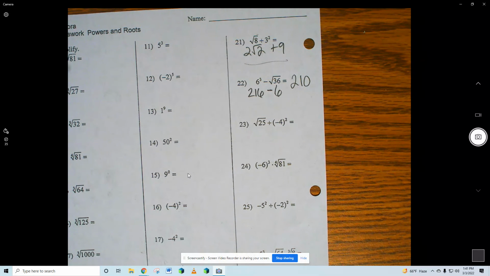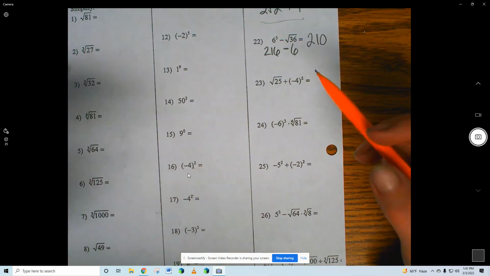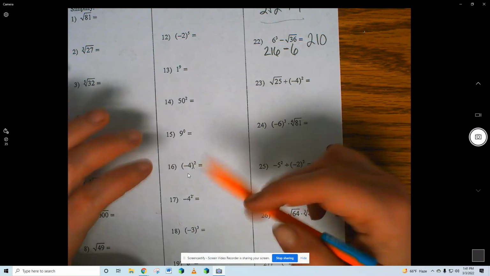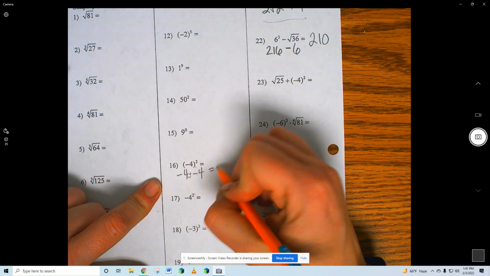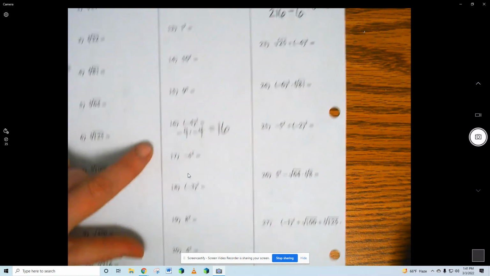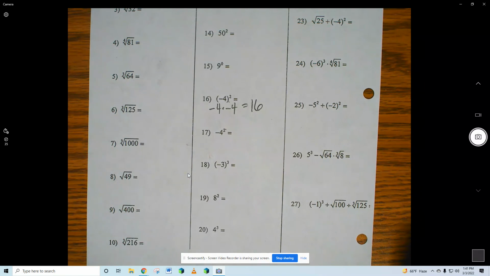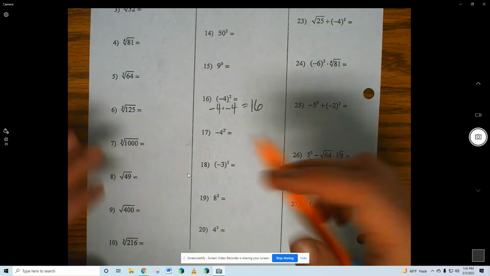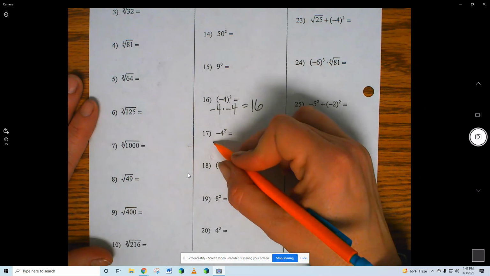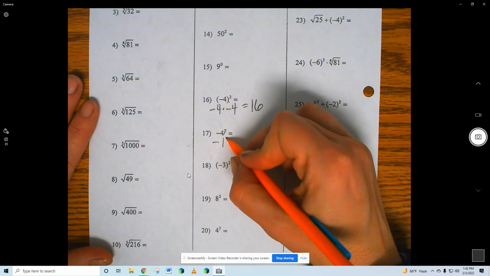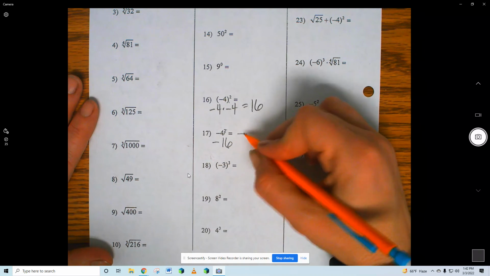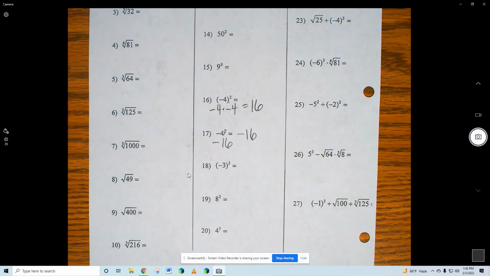The rest I think you can do. Oh, 16 and 17. A lot of kids mess up on this. This means negative 4 times negative 4. That's a positive 16. 17, however, means the negative sign, and then you do 4 squared, which is 16. So it's just negative 16. So 16 and 17 are different.